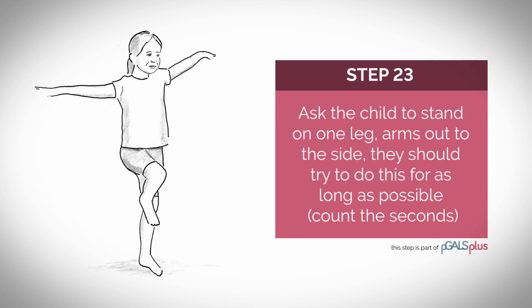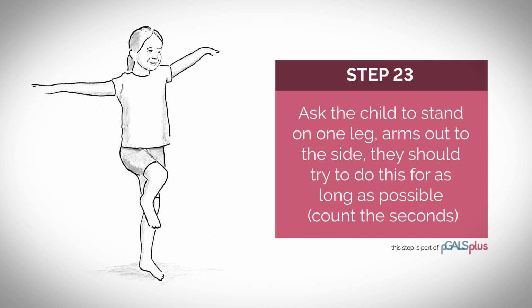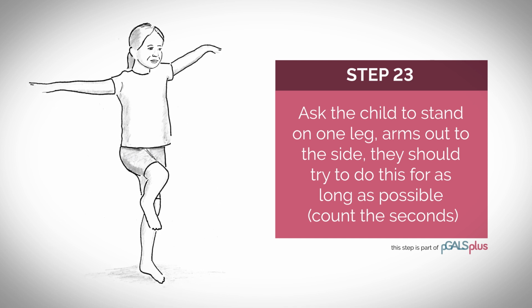Step 23. Ask the child to stand on one leg for as long as they can, and then repeat this on the other leg. Look for evidence of poor balance, the child trying to hold onto furniture or perhaps an adult's hand, any exaggerated arm movements, or difficulties due to weakness or pain.